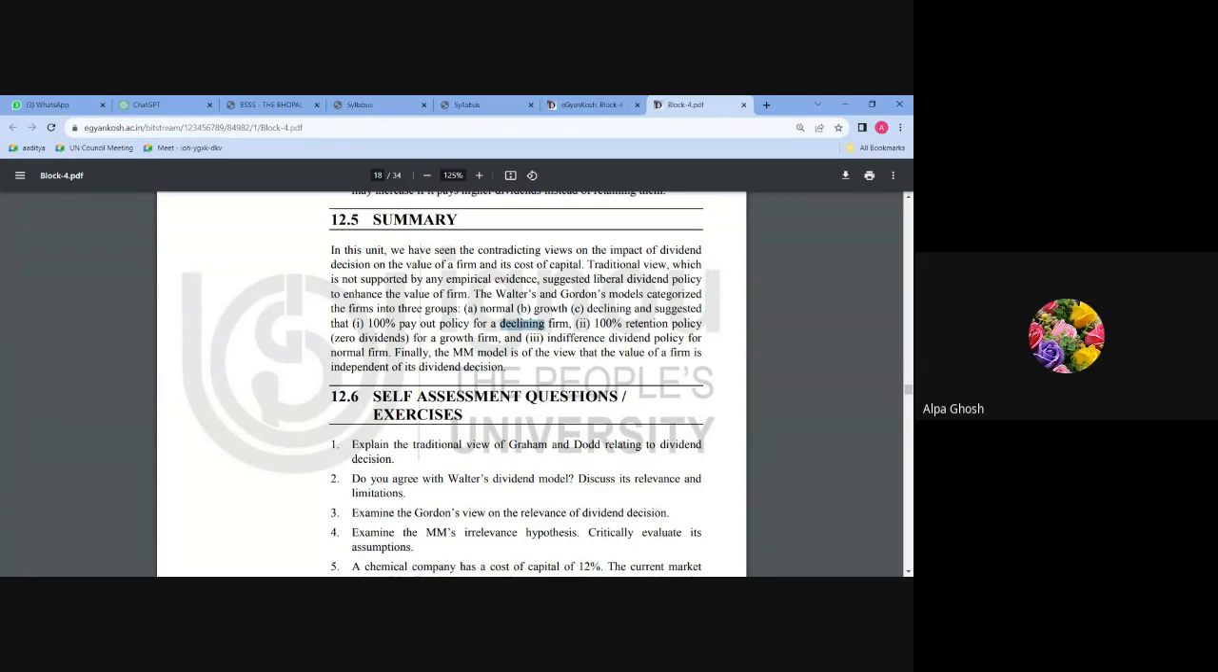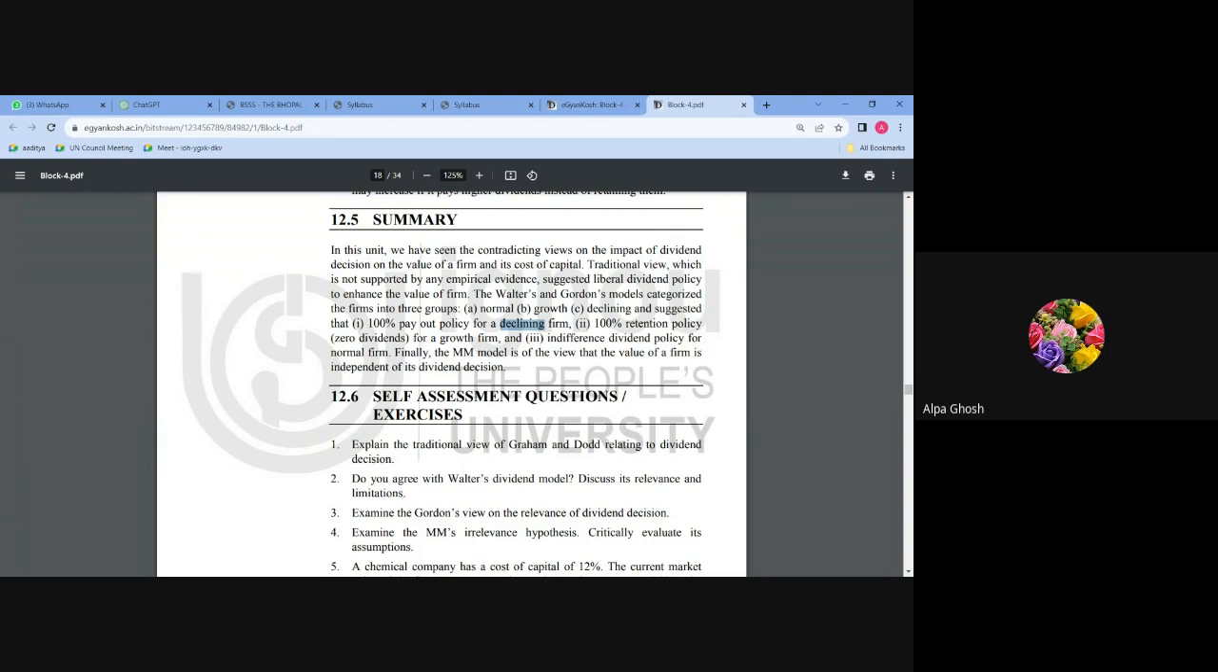At least the people are going to get more in case the firm is not in a growth stage, it is in the declining stage. So here the dividend payout ratio is more, and at times it may be 100%. In the growth stage, the retained earnings are more, and at times it may be 100%.